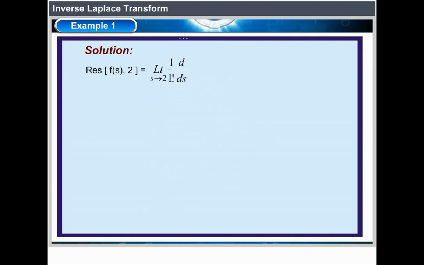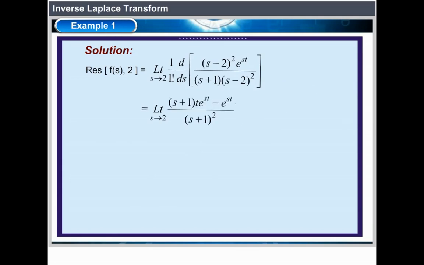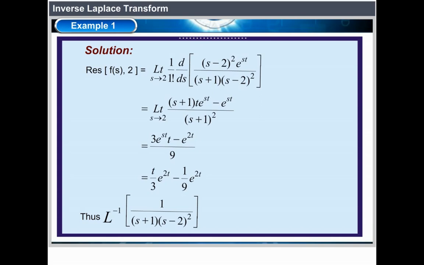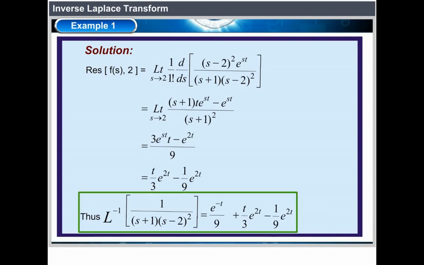Residue of F(s) at 2 equals limit s tends to 2 of 1 divided by 1 factorial d by ds of (s minus 2) squared e^(st) divided by (s plus 1)(s minus 2) squared, equal to limit s tends to 2 of ((s plus 1) t e^(st) minus e^(st)) divided by (s plus 1) squared, equal to (3 e^(2t) t minus e^(2t)) divided by 9, equal to t by 3 e^(2t) minus 1 by 9 e^(2t). Thus, L inverse of 1 by (s plus 1)(s minus 2) squared equals e^(minus t) divided by 9 plus t divided by 3 e^(2t) minus 1 by 9 e^(2t).